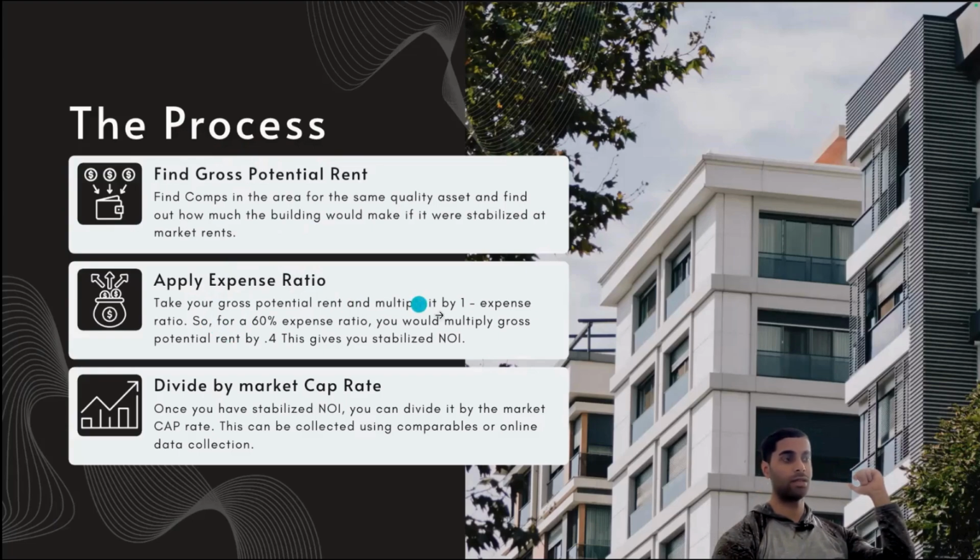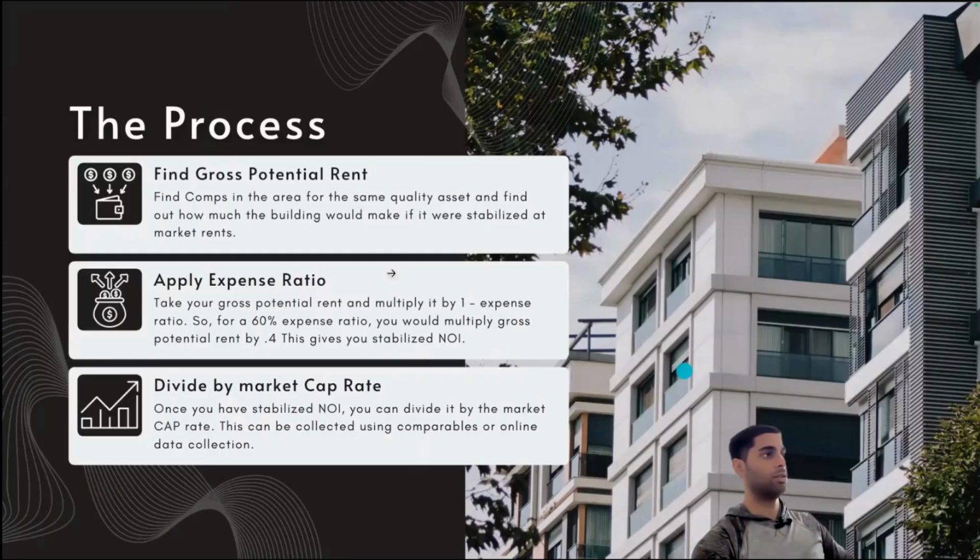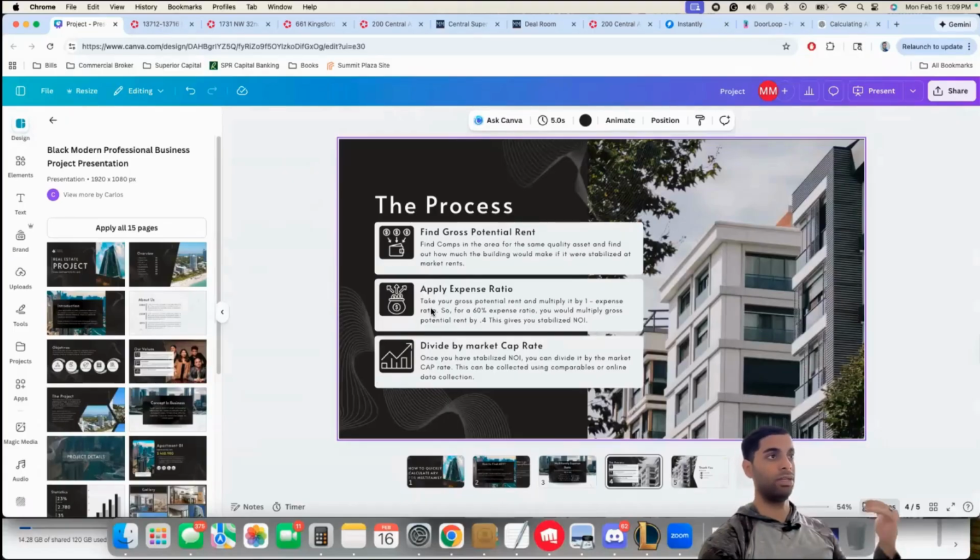Take your gross potential rents and multiply it by 1 minus your expense ratio. So if it's an older building and you're going to use a 60% expense ratio, you're going to multiply your gross potential rent by 0.4, and that's going to give you your stabilized net operating income. Okay. Then you're going to take your stabilized net operating income and divide it by your market cap rate. Once you have stabilized NOI, you can divide it by the market cap rate, which can be collected using comparables or online data collections. And I'll show you guys exactly how to do that. All right. So I definitely want to go through some real examples here.